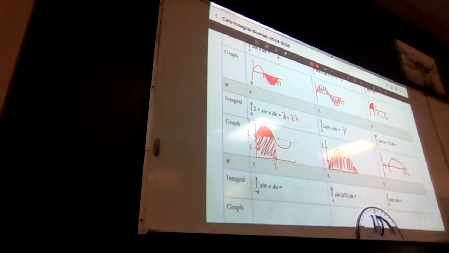So a horizontal translation, as long as you also horizontally translate your interval, is not actually going to change anything. Okay?